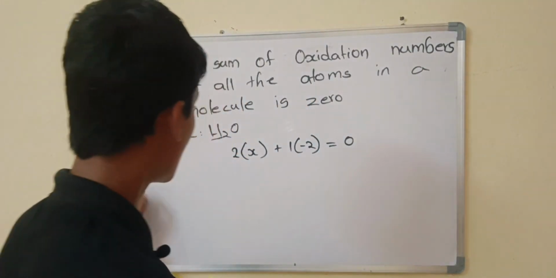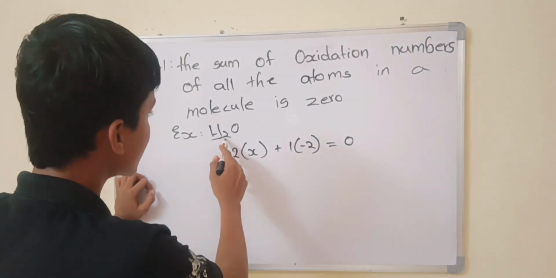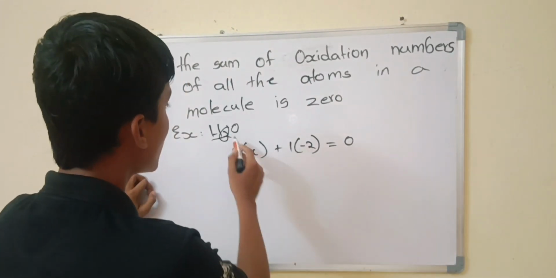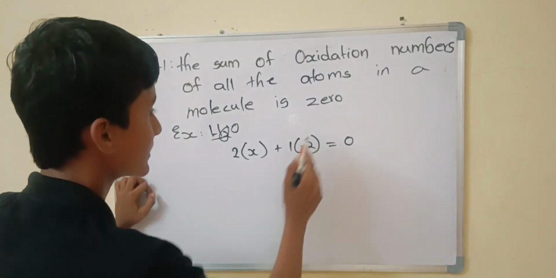Clear? Why here 2? How many atoms are present there? There are 2 atoms, that's why 2. And the oxidation number of oxygen is minus 2, that's why here minus 2. Clear?